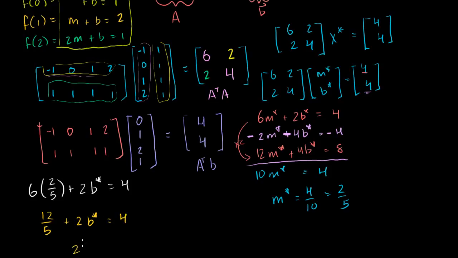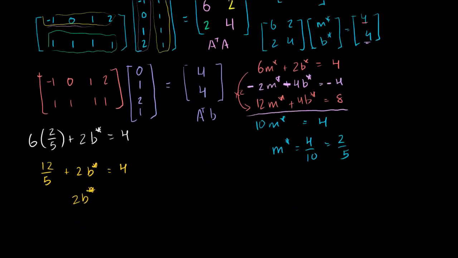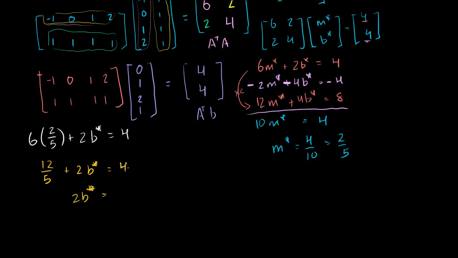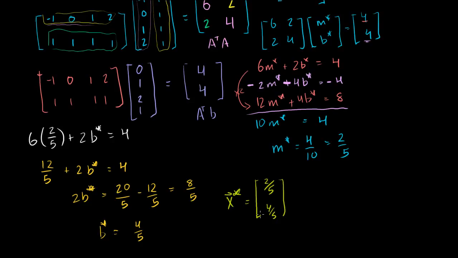Or we could say 2b star is equal to 4, which is the same thing as 20 over 5 minus 12 over 5, subtracting the 12 over 5 from both sides, which is equal to 8 over 5. And you divide both sides of the equation by 2, you get b star is equal to 4/5. And just like that, we got our m star and our b star. Our least squares solution is equal to 2/5 and 4/5. So m is equal to 2/5 and b is equal to 4/5.